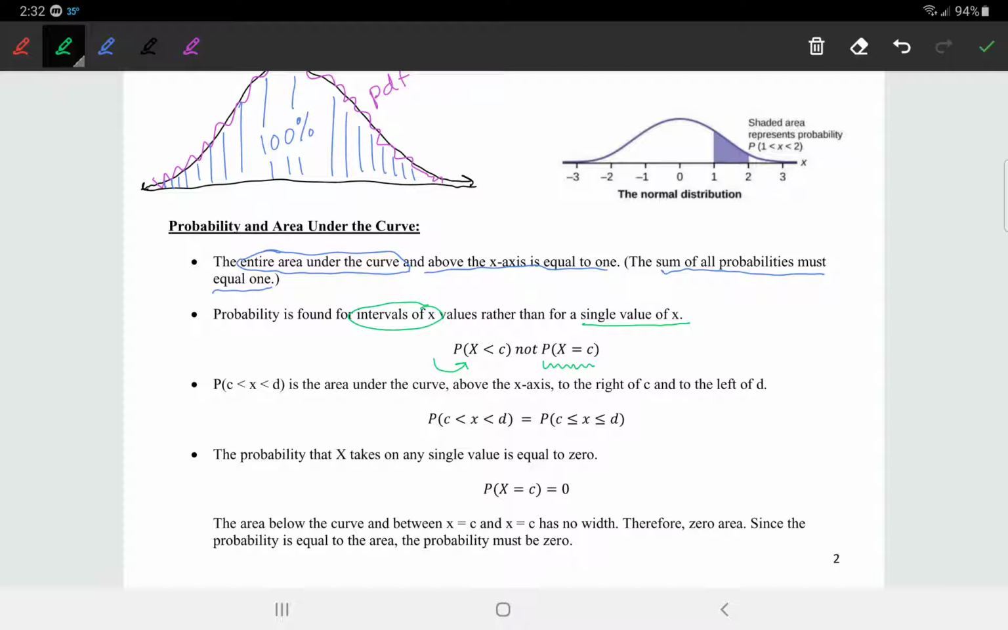Now we can make some distinctions. We can look at the probability in between two values. The probability that x goes in between c and d is the area under the curve, again, above the x-axis. It will be to the right of c and to the left of d. So we can write this in one of two ways. We can say the probability of c less than x less than d, but that will be the same exact probabilities if we include the or equal to's. The probability that c is less than or equal to x, which is less than or equal to d. Okay.